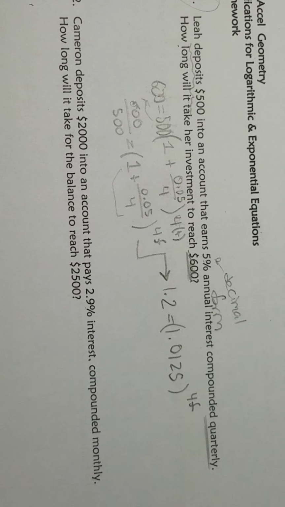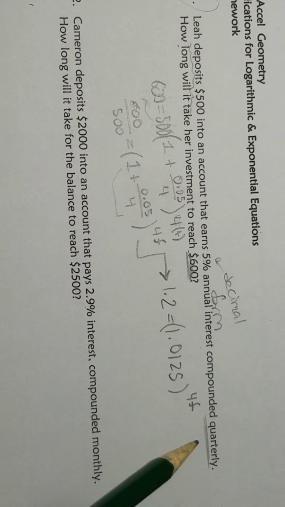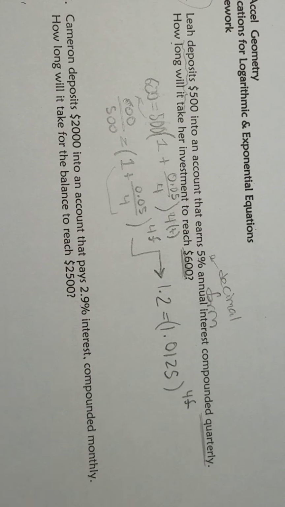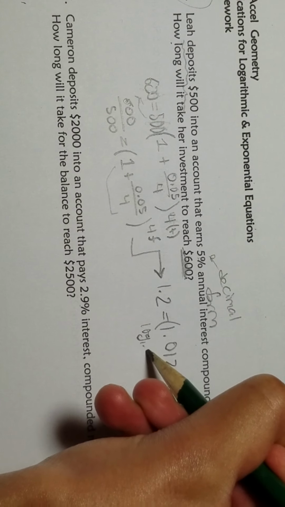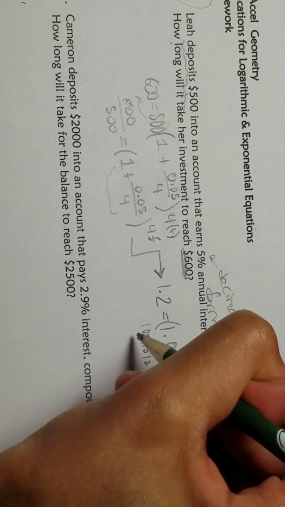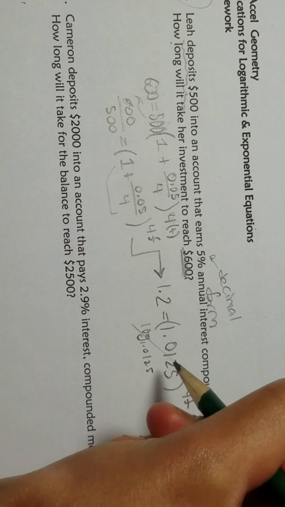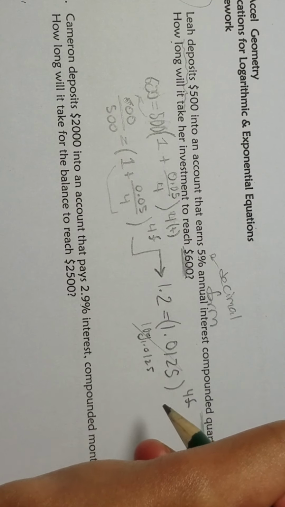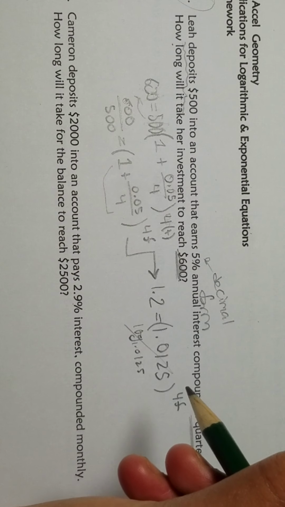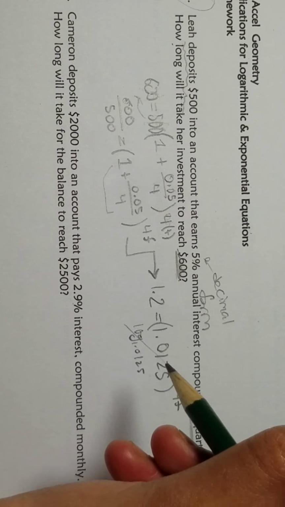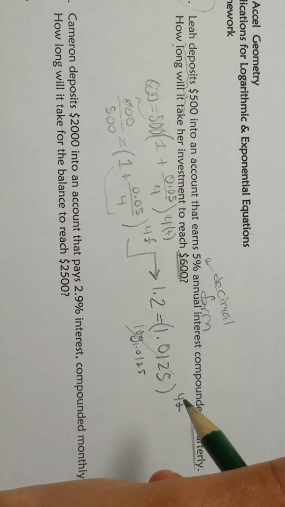In the same way, we use logs to take out this exponent right here. What you'd use is your log 1.0125. That log cancels out with this exponent, boom, that's gone. However, this is an equation. So that means it goes both sides. It has to go both ways.